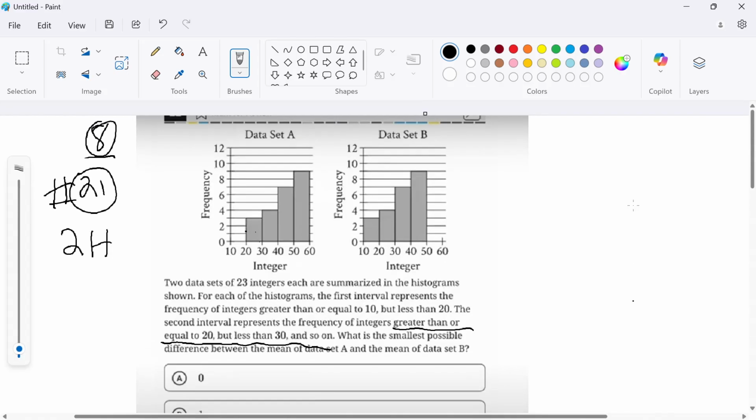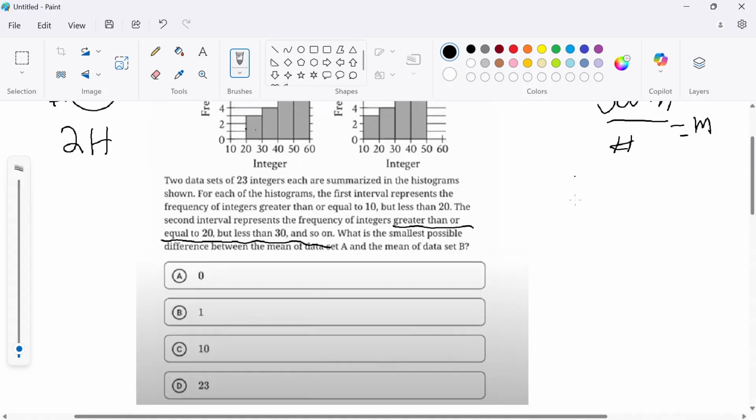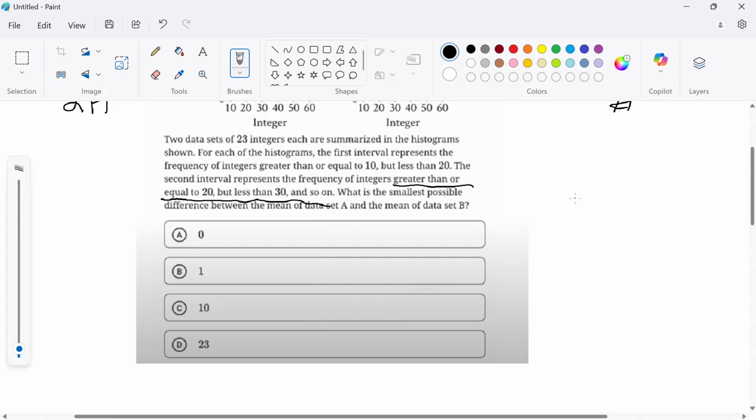The type of math this tests is mean. It's one of the measures of center, mean, which is the sum of the numbers divided by the number of numbers, and that equals the mean. I'm going to look at the answer choices 0, 1, 10, 23, and it wants to know the smallest possible difference between the means. So I make sure I know what it wants me to find.